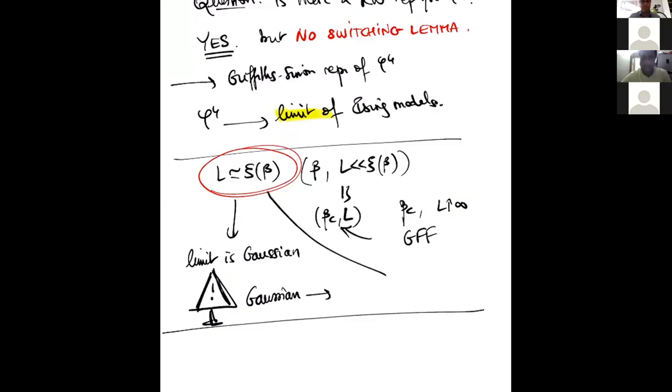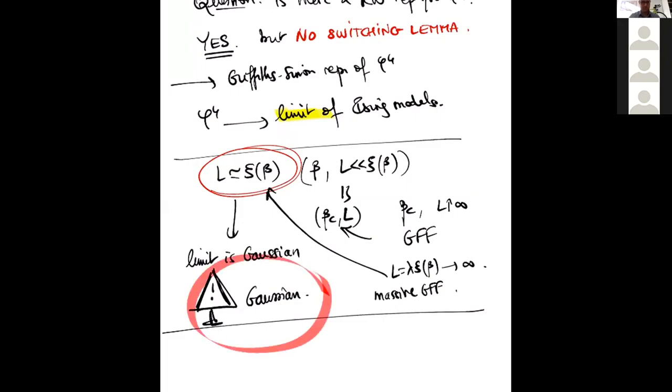If you take L, which is lambda psi of beta, and you take this to infinity, then you should get a massive GFF. But here, we are really proving just that there is a covariance, if you want. We don't identify the covariance. So from our point of view, L much smaller than the correlation length, or L of the order of the correlation length, doesn't change anything for us.